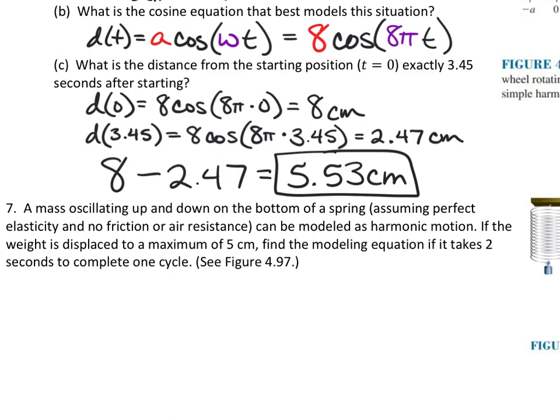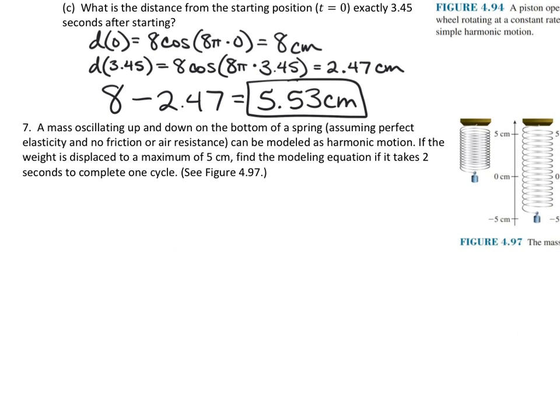Okay, our last question for today. I know we've done a lot. A mass oscillating up and down. Ooh, oscillating. We've talked about that word before. What did oscillating mean? It repeats. It goes back and forth, right? We had oscillating sequences. Well, now we have oscillating functions, aka sine and cosine, because it's going back and forth. Okay, a mass oscillating up and down on the bottom of the spring.